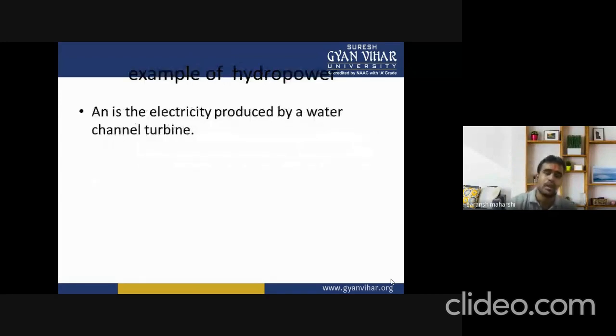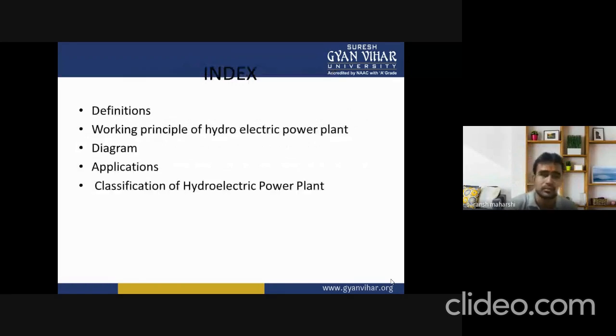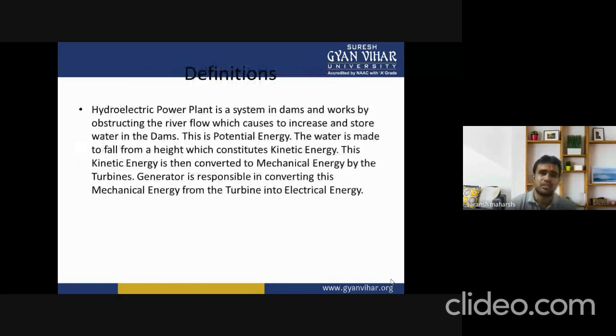Example of hydropower: electricity produced by a water channel turbine. Definition: a hydroelectric power plant is a system of dams that works by obstructing the river flow, which causes the water level to increase and store water in the dam. This is potential energy. The water from a height produces kinetic energy. This kinetic energy is then converted to mechanical energy by the turbines. The generator is responsible for converting this mechanical energy from the turbine into electrical energy.